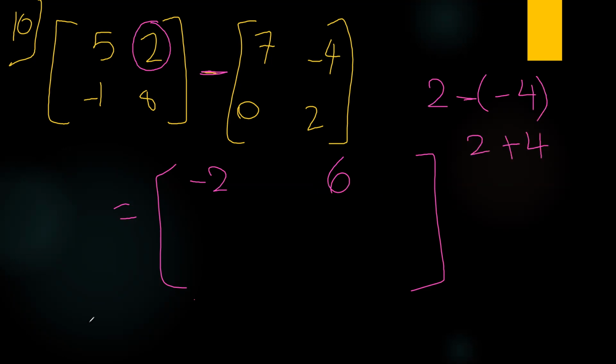Now who wants to solve? Yes, Basmala. Negative 1 minus 0, which is negative 1. And then 8 minus 2 equals 6. Thank you.